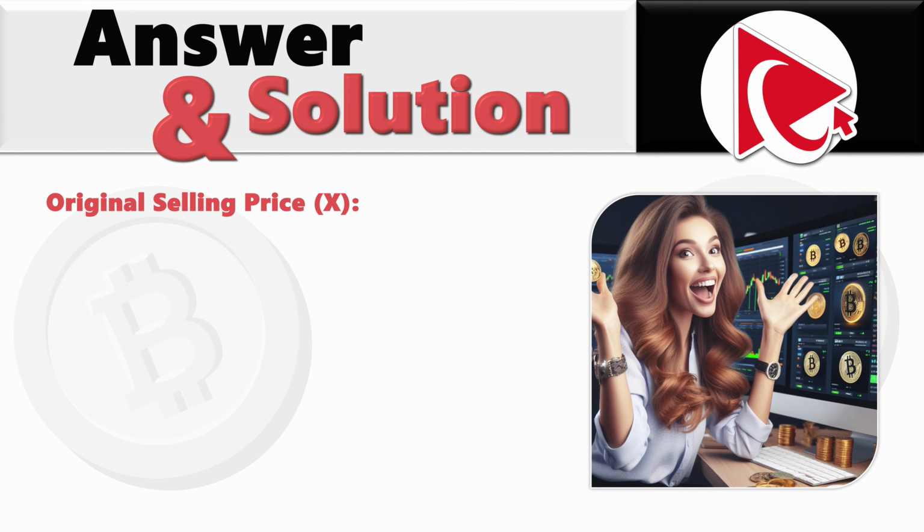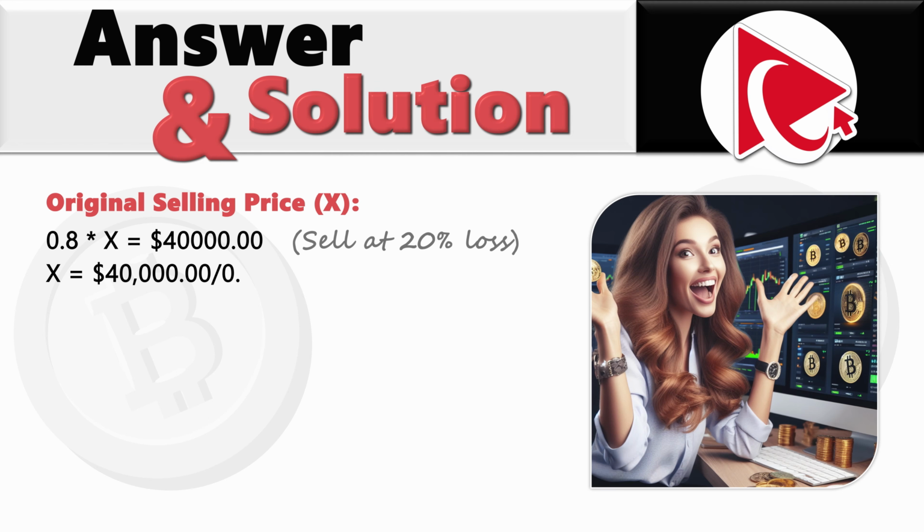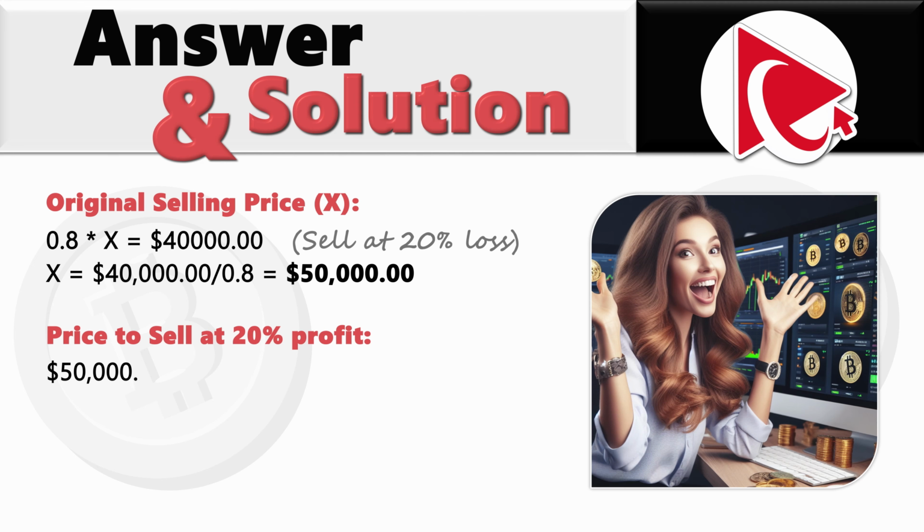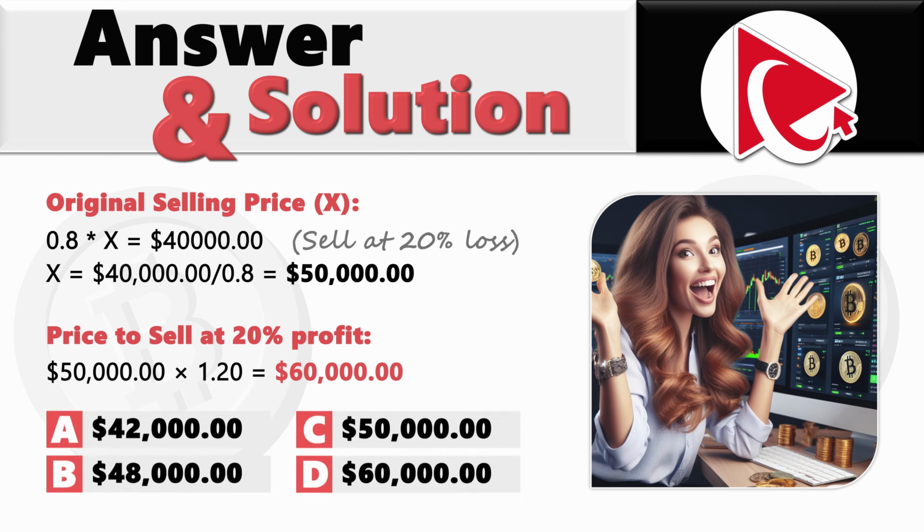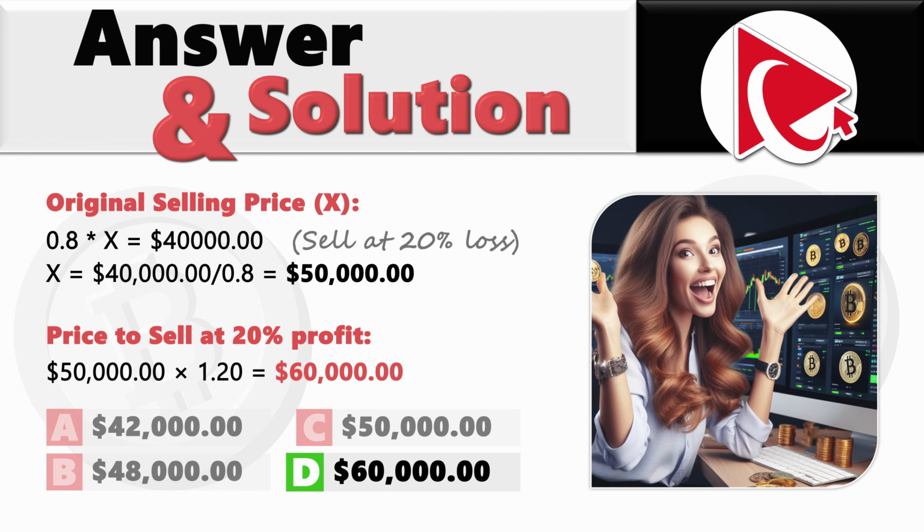Based on this, we can build a formula. 0.8 multiplied by X equals $40,000. We can build this formula based on the fact that Altcoin Inc. sold Bitcoin at a 20% loss. It's time to calculate X. X equals $40,000 divided by 0.8, and the end result of this is $50,000. This is the original selling price. Now it's time to define a 20% profit price. $50,000 multiplied by 1.2 equals $60,000. So the correct answer here is choice D, $60,000.